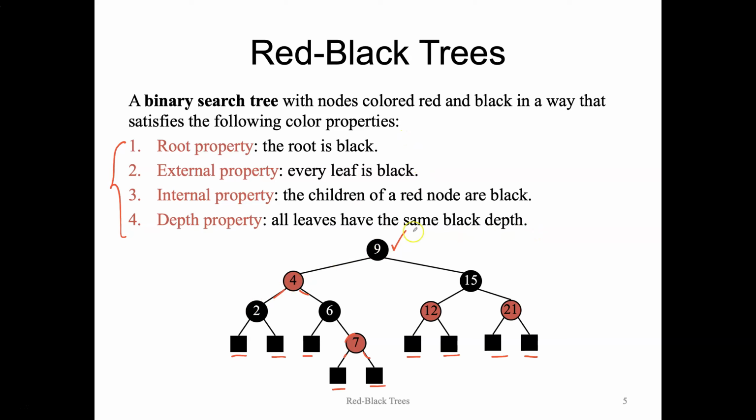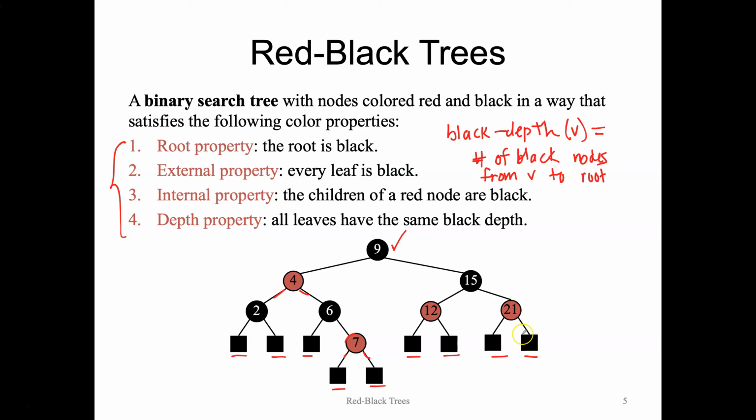So let's see here. Black depth is a little bit different than what you've seen with regular depth. The black depth of a node V is just the number of black nodes that you would have to travel through in order to get from that vertex to the root. So rather than counting up all vertices that you would travel through, including that one, we count up only those that are black.